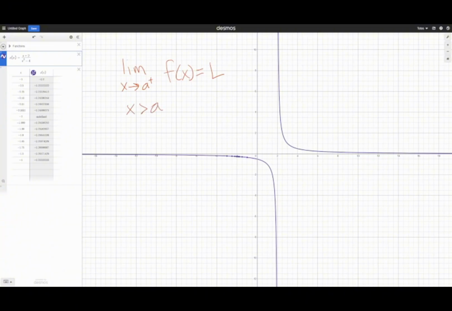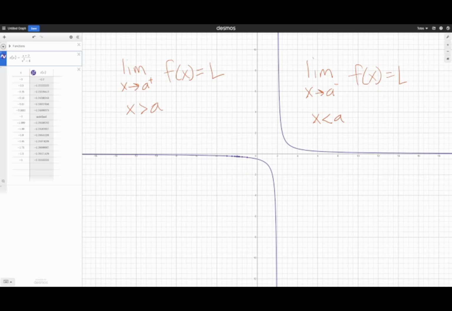And then the limit from the left is similar. We would say that the limit as x approaches a with a negative in the exponent position of f of x is equal to L, if f of x approaches L as x approaches a and x is less than a. And remember, this is strictly greater than a and strictly less than a because x can never equal a under the limit operation.